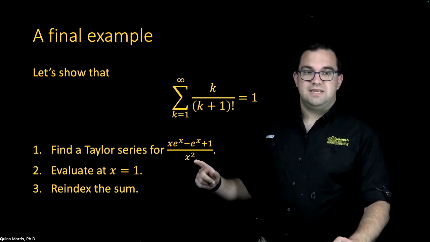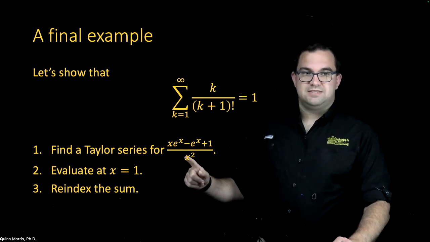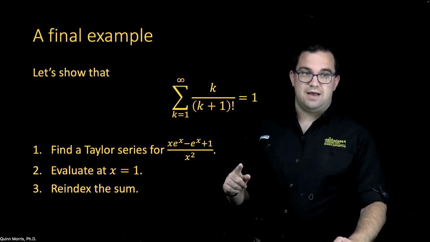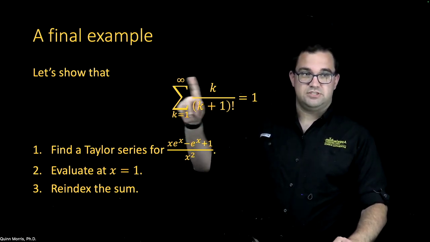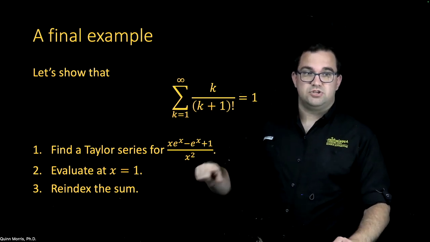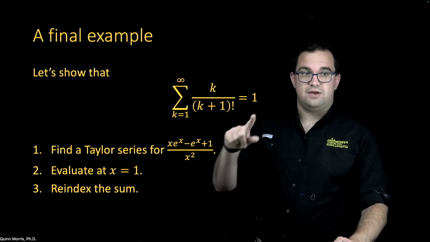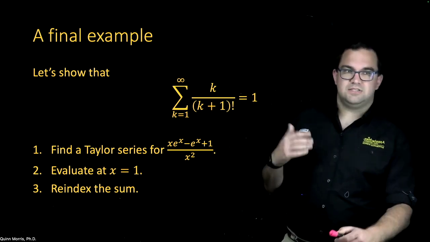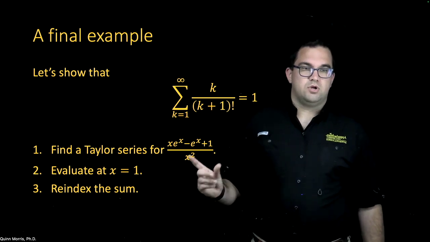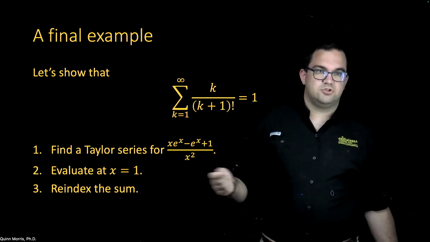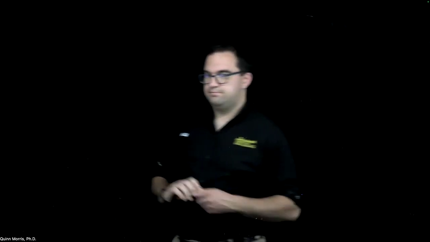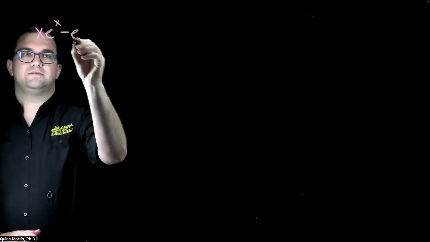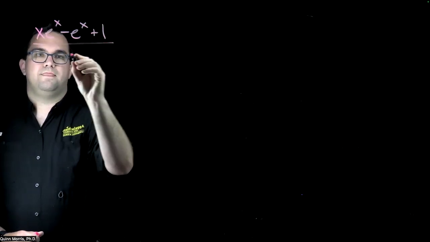Okay. So what I'm going to see is that if I evaluate the Taylor series at 1, this is what I get more or less. It has to converge to this function evaluated at 1, and this function evaluated at 1 is 1. Okay, so let's take a walk through this step by step. We're going to start by finding a Taylor series for this function, x e to the x minus e to the x plus 1, divided by x squared. Okay, so again I want the Taylor series for x e to the x minus e to the x plus 1, divided by x squared.